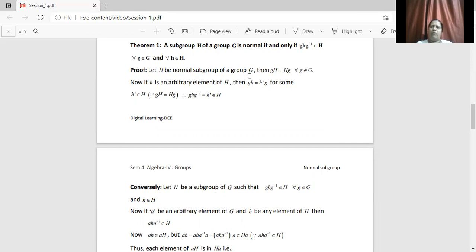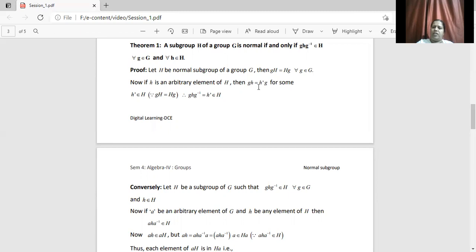Let H be a normal subgroup of G. That is given here. Then we have to prove ghg inverse belongs to H. Then gH is equal to Hg for all g belongs to G. When we have H as a normal subgroup, from the definition of normal subgroup, we can write the left coset is equal to the right coset for every g belongs to G. Now we take small h as an arbitrary element of this normal subgroup H. From the definition we can write gh is equal to h' g for some h' belongs to H.